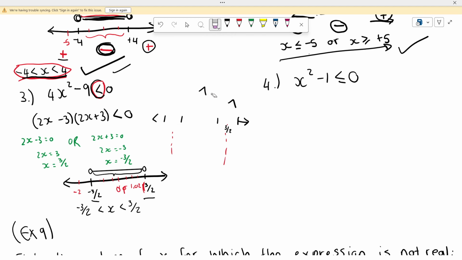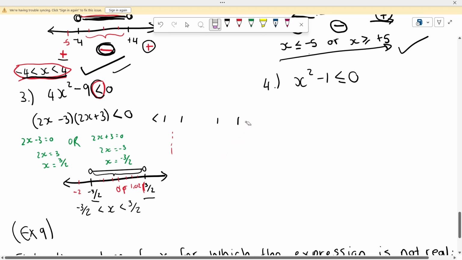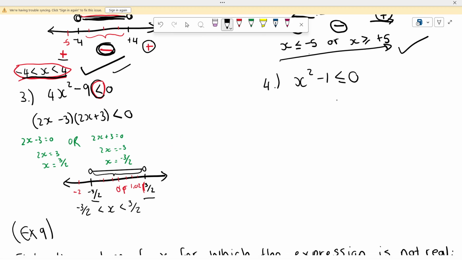Okay, let me wipe this. Feel free to pause and just copy whatever you want, as long as you guys understand what's going on. Okay, let's just do this one.